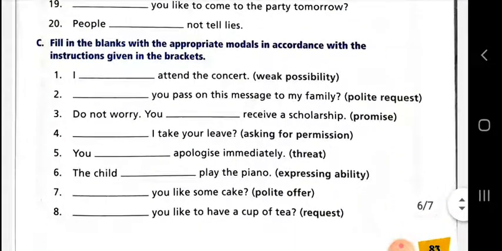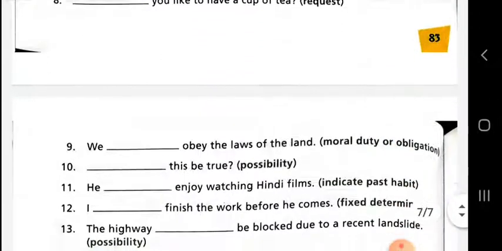These are given here. In exercise C, fill in the blanks with appropriate modals in accordance with the instruction given in the bracket. Weak possibility. So you have to fill the modal auxiliary verb here in this exercise. Weak possibility: I might attend the concert. Polite request: Would you pass on this message to my family? Okay, so like this you have to solve these exercises.